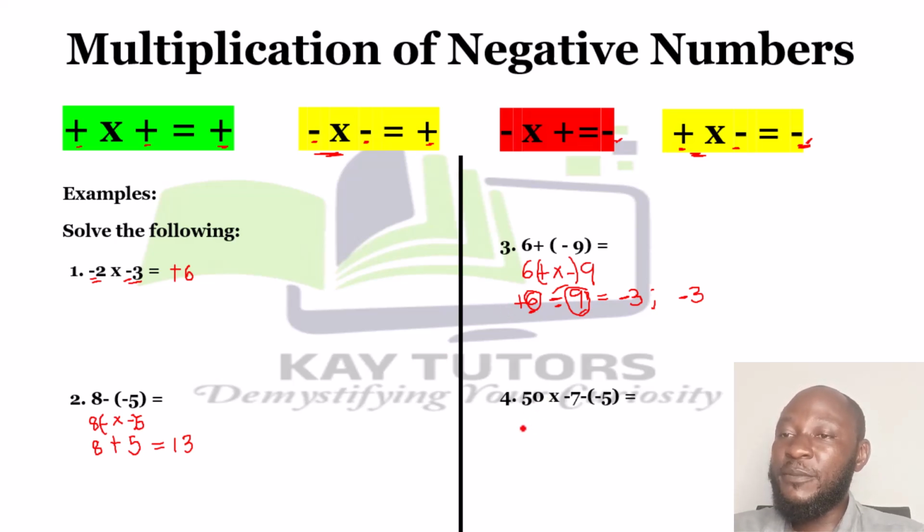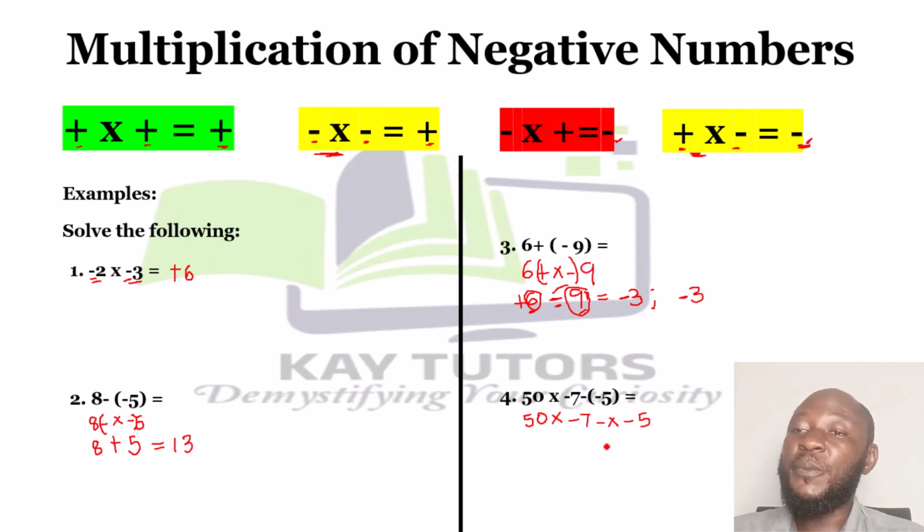Here, this is a bit longer, so I'll now restate. I have 50 times minus 7 minus times, remember this bracket turns to multiplication, minus times minus 5. Okay, so I will take care of this bracket here first according to the law of order of operation. Minus times minus here, automatically I'll get addition. Then I'll bring down my 5 and I'll bring down my 7.